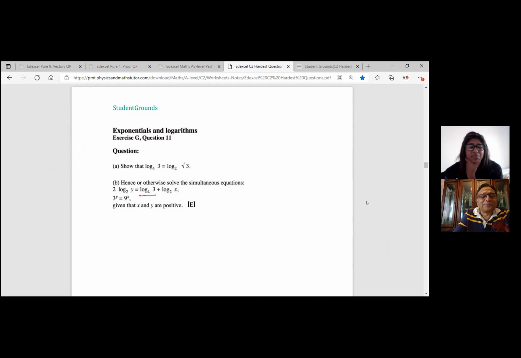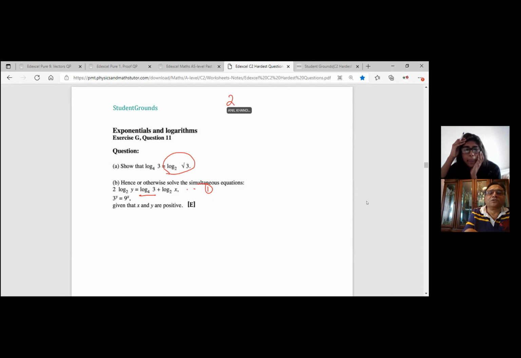So that is how you're getting help, right? Hence or otherwise solve the simultaneous equations. You're given two equations. The first one is 2 log to the base 2 of y equals log to the base 4 of 3 plus log to the base 2 of x. And the second one is 3 to the power of y equals 9 to the power of x. Given that x and y are positive, right? But we know that log base 4 of 3 equals log base 2 of root 3. So we can substitute.